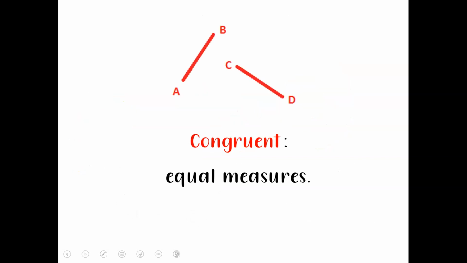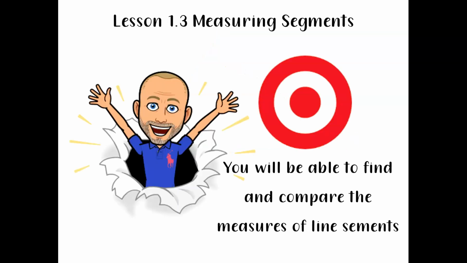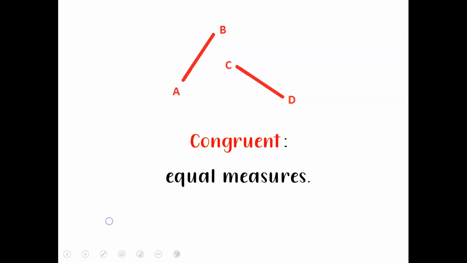Alright, we're going to start off with a couple of definitions. The first one is congruent, and it just means that figures that have equal measures are congruent. Now we'll talk more in a second, but the symbol for congruent looks like this. It's an equal sign with a squiggly over the top.